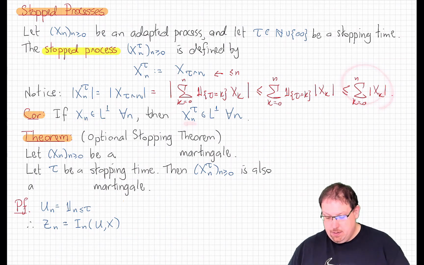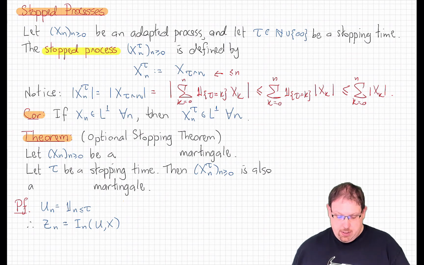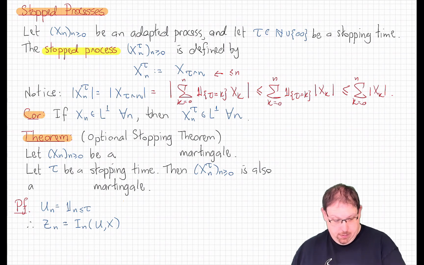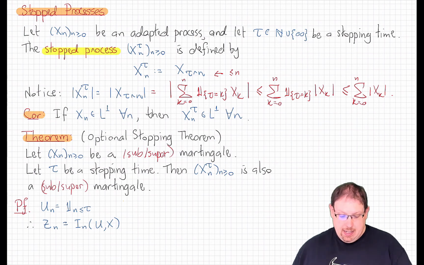And now that brings us to our first landmark result here, the optional stopping theorem, which says that if x is a martingale, so is x tau. And if x is a submartingale, so is x tau. And if x is a supermartingale, so is x tau. The way we're going to prove that is to construct x tau as a stochastic integral relative to x. And to do that, we're just going to use the trading strategy process, un being the indicator function of the stochastic interval from 0 up to tau.